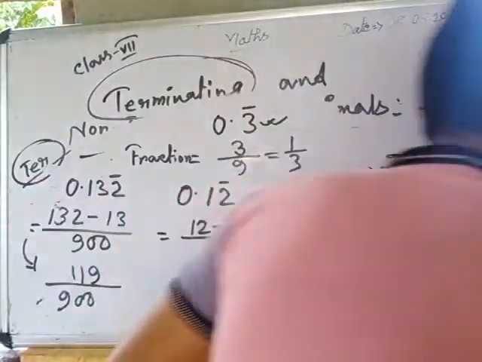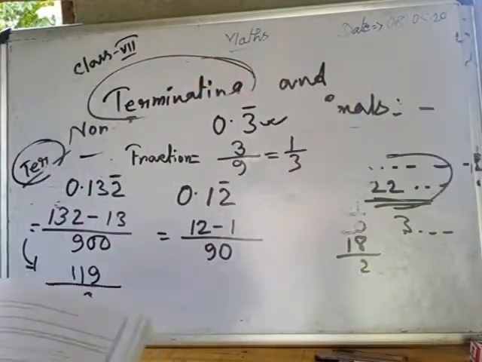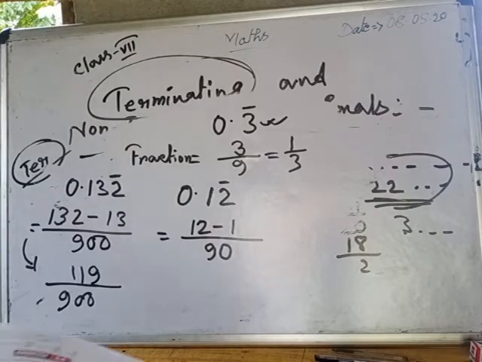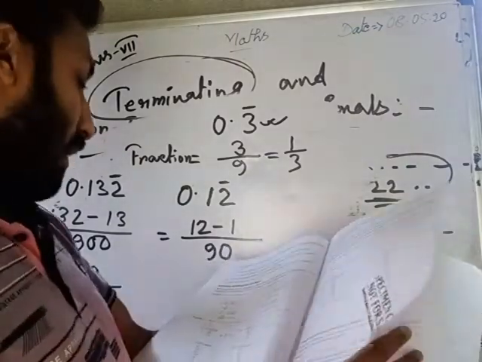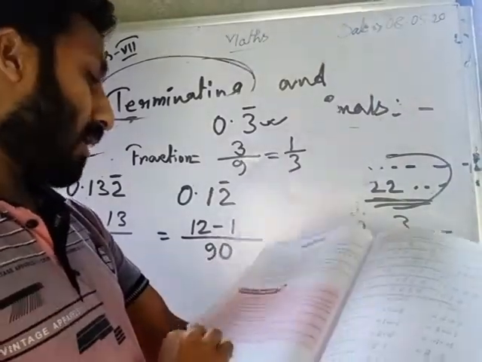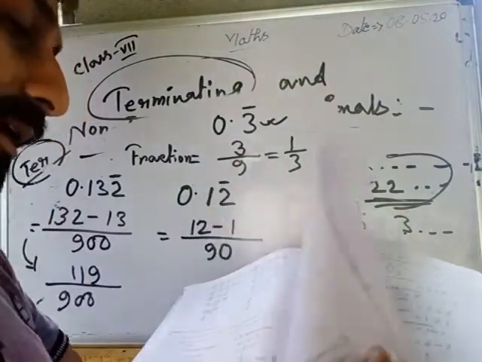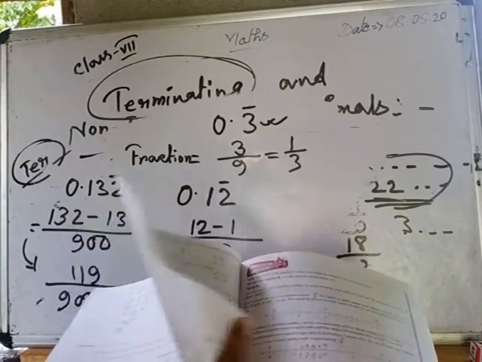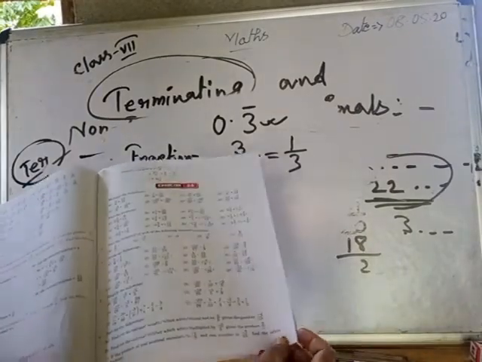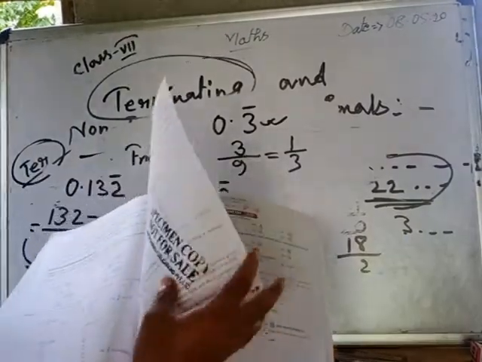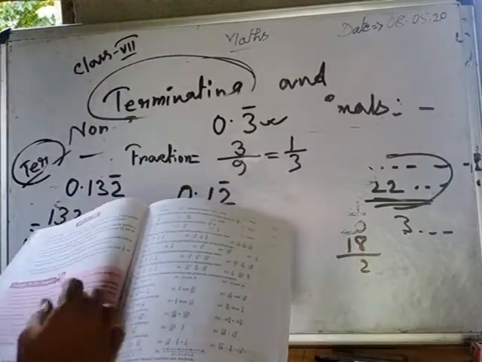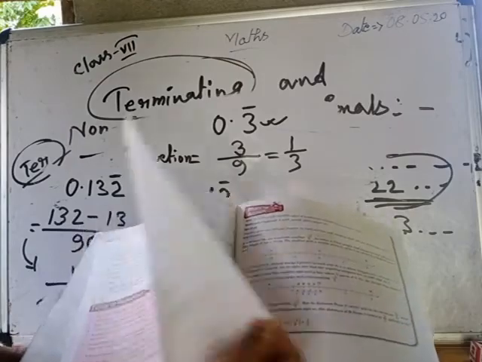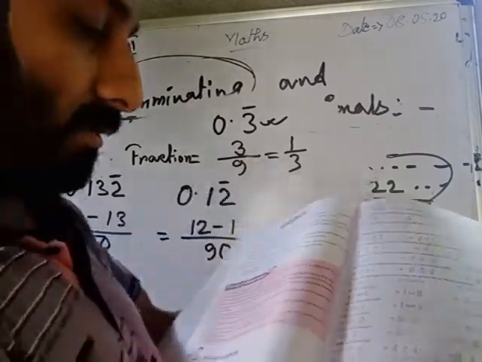So this is your homework: non-terminating and terminating fractions, decimals, and also simplifying rational numbers by addition, subtraction, multiplication and division. Okay, so this is your homework: 71, 72, and all of these non-terminating and terminating fractions or decimals.